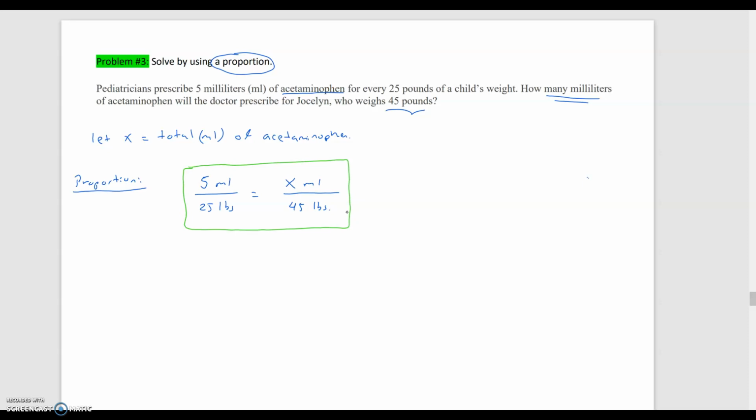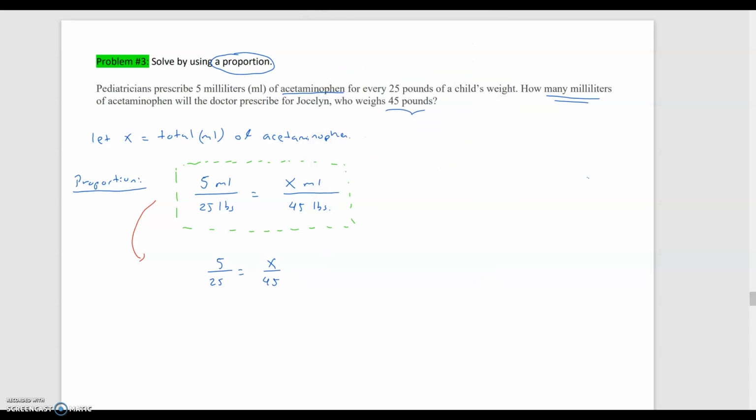And let me box it in, but not with a solid box, because a solid box would represent that that's our solution. I'm just trying to illustrate here that this is what we're looking for. Okay, so at this point, let me remove the units, and remember that your x represents milliliters, so that's what we're looking for. So we're actually solving 5 over 25 equal to x over 45.